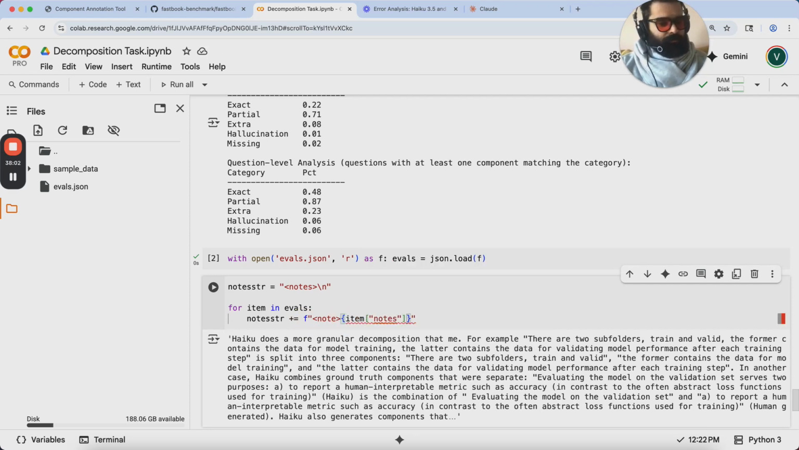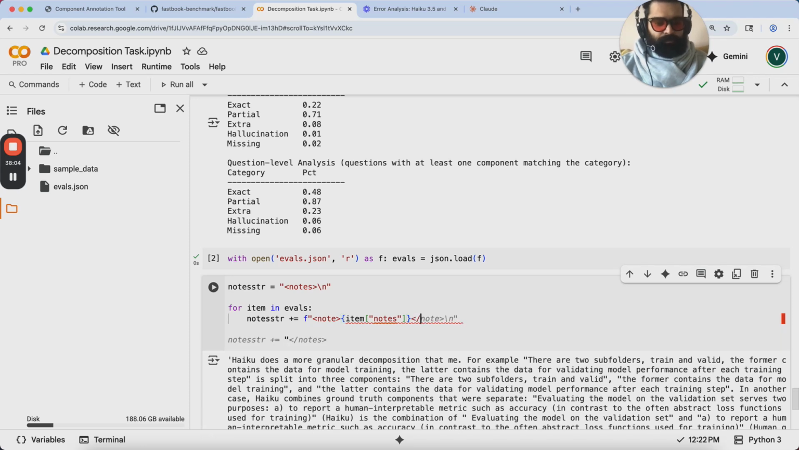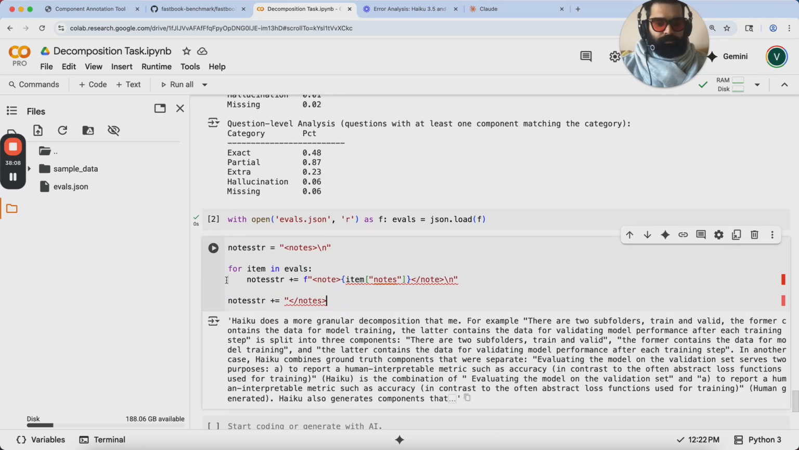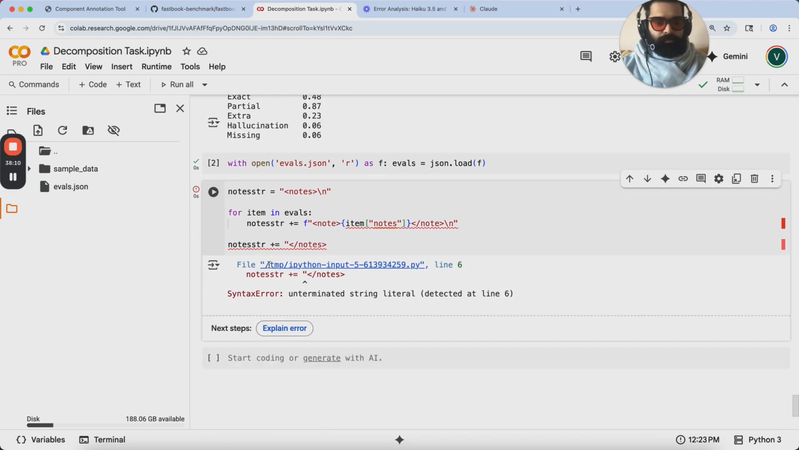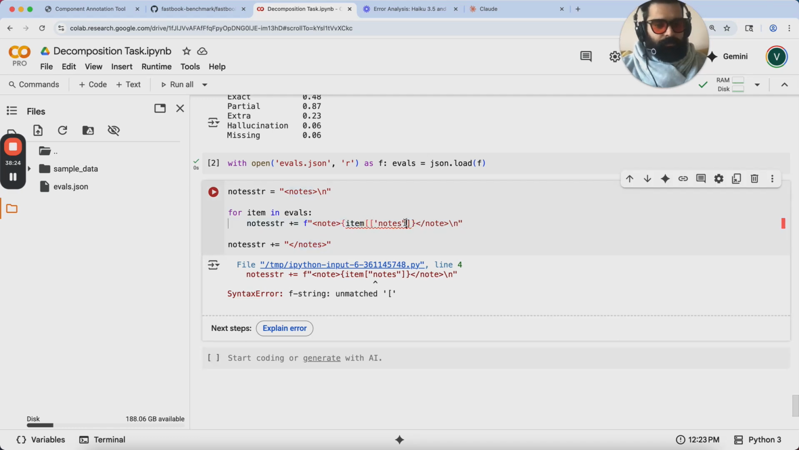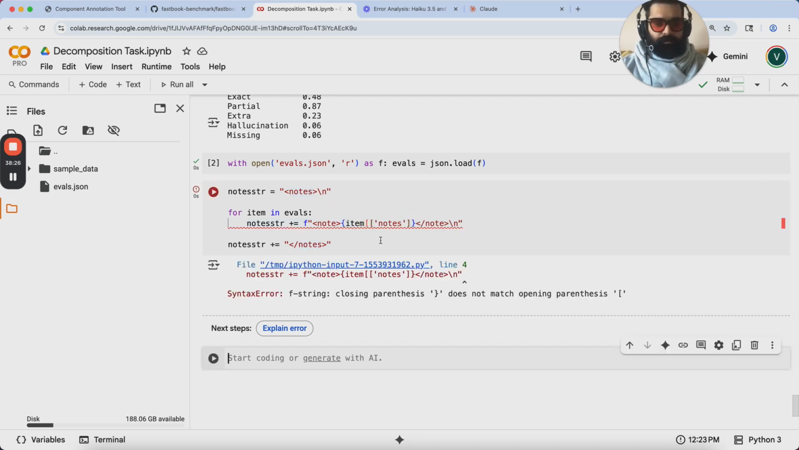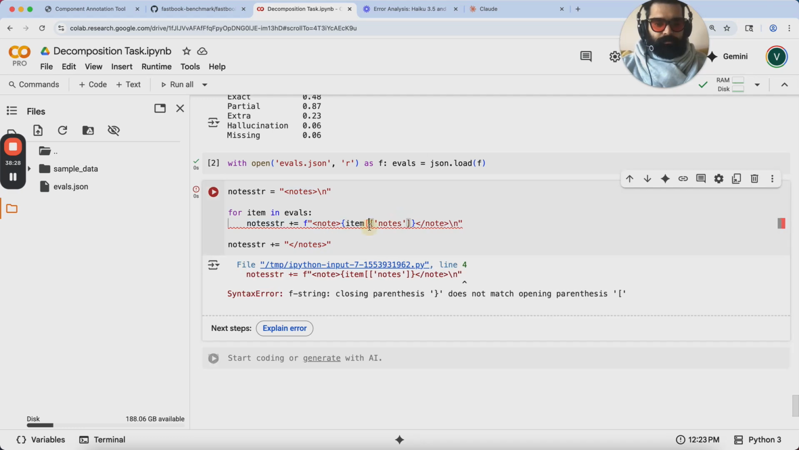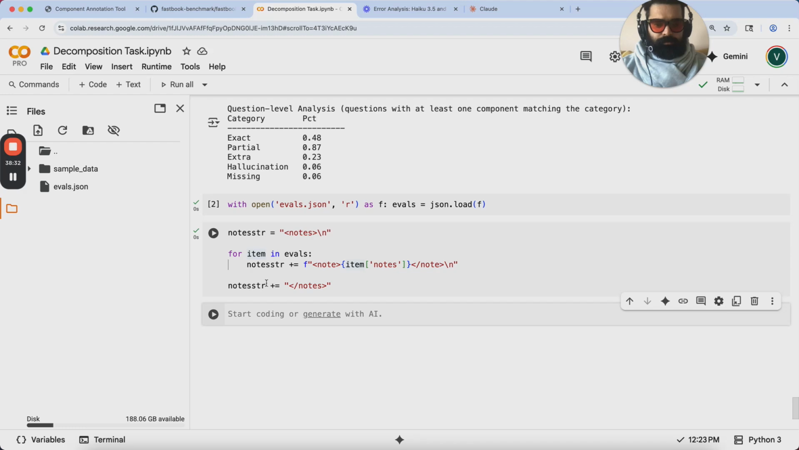Item notes. Yeah, let's see how that looks. What's going on? Oh, yeah. Oh my gosh. Okay. Good. All right, so let's see.